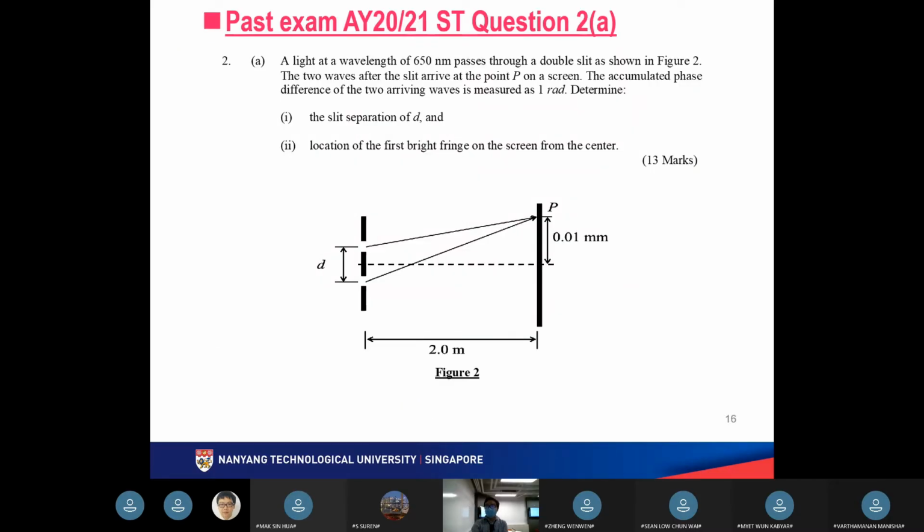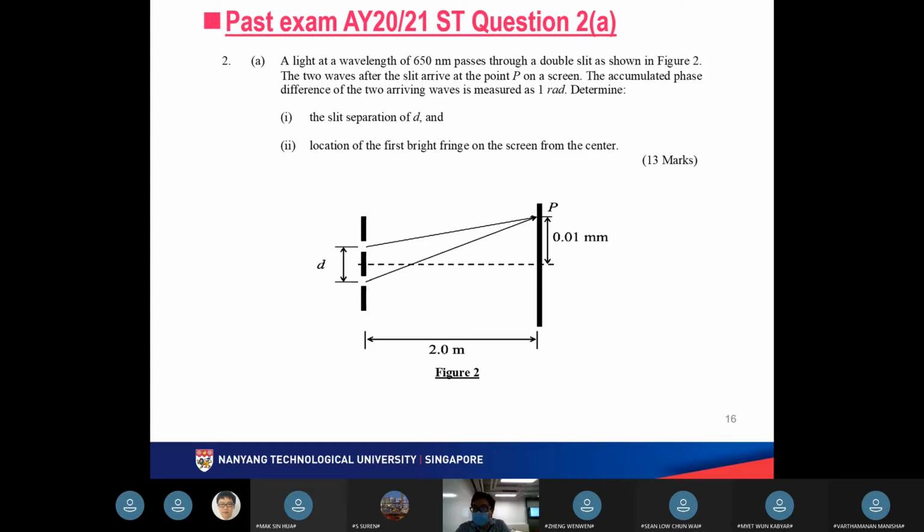Before I continue, let's look at this past examination paper from last year. Here I have light at a wavelength of 605 nanometer passing through a double slit, as shown in this figure. The two waves after the slit arrive at point P on the screen. What we know is that the accumulated phase difference of the two arriving waves is measured to be 1 radian.